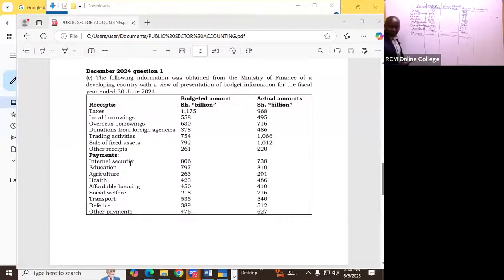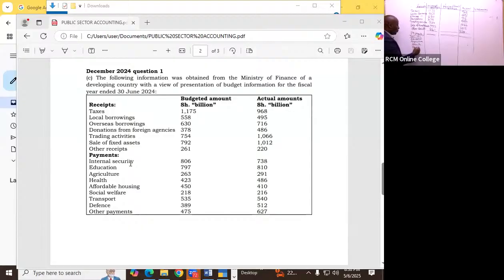So payments, what do I have here on payments? I have internal security, I can just write the word security. Then I have education. After education, I have agriculture. After agriculture, I have health. After health, I have housing.